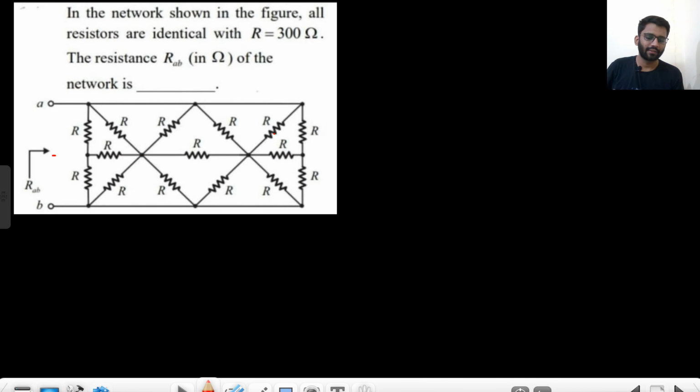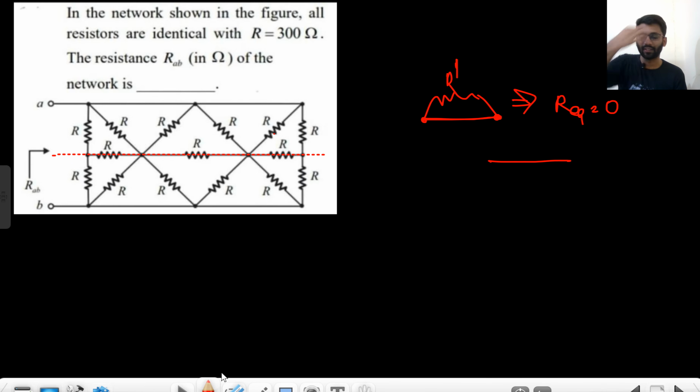Are you able to understand? If you make a symmetry here, then the effect of that 2R will be gone, right? I told you about this concept. When we have a resistance R dash, let's call it, and it is connected to a simple wire with no resistance, that means its final resistance will be 0. It will be a simple wire only, right?